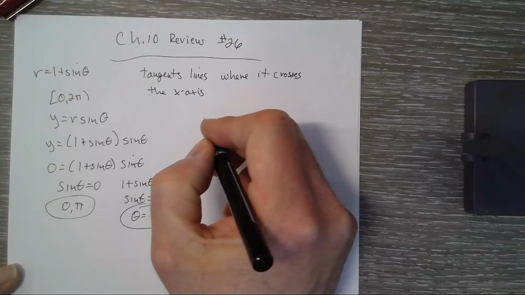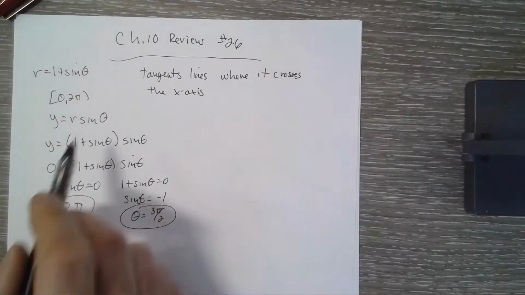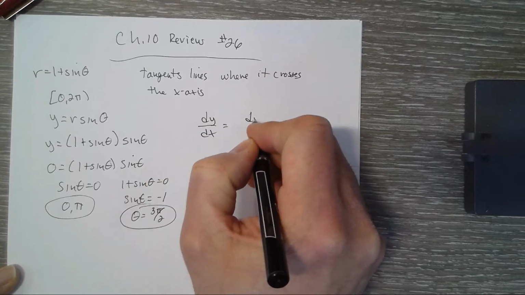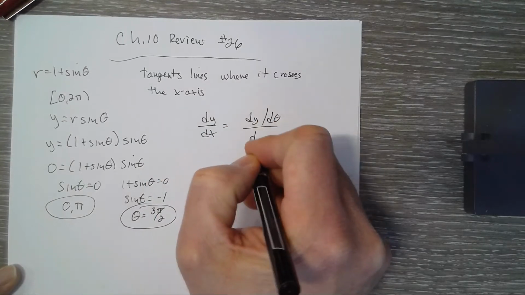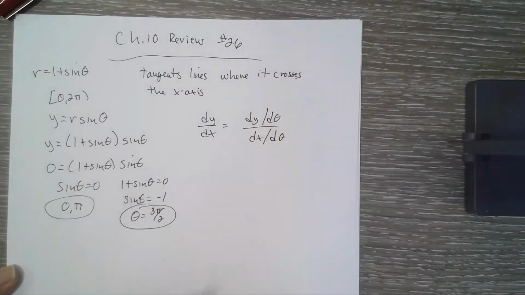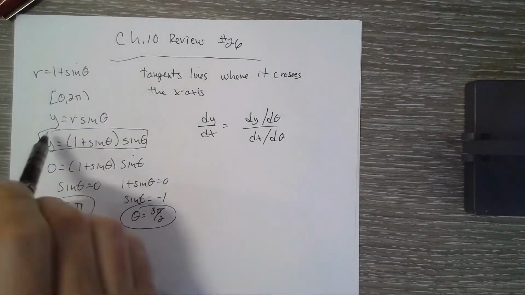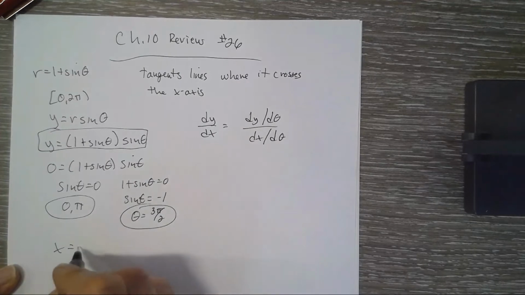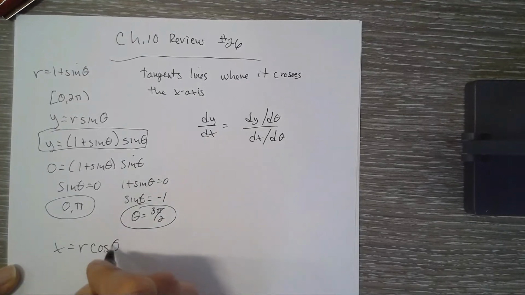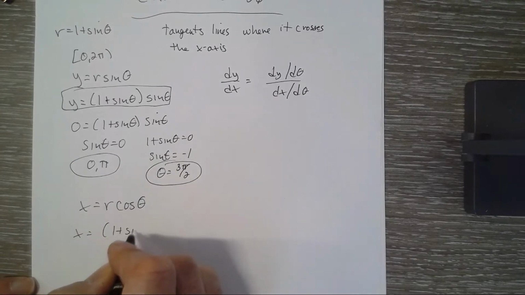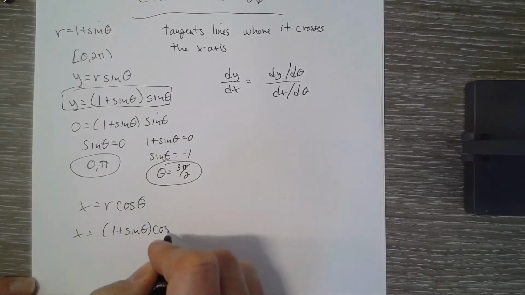We need to know dy/dx, which is equal to dy/d theta over dx/d theta. Well, we already have y, it's right here. We can find x, that is equal to r cosine theta. So x equals 1 plus sine theta times cosine theta.